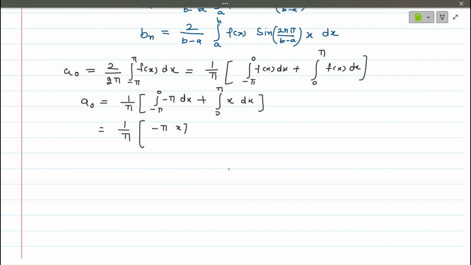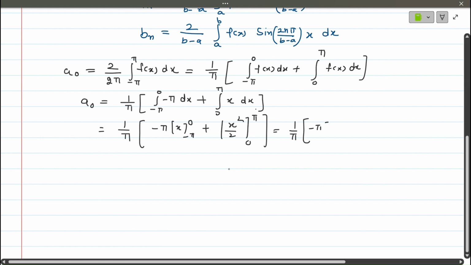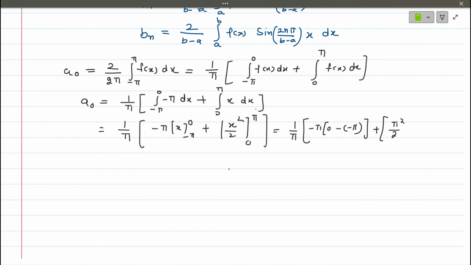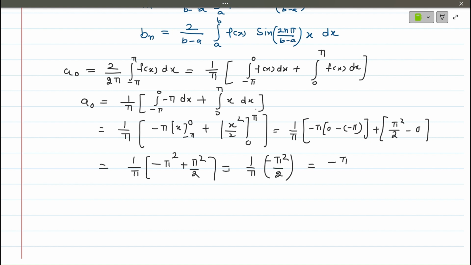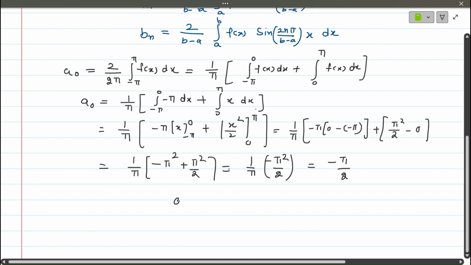minus pi x, limits are minus pi to 0, plus x square divided by 2, limits are from 0 to pi. Now substituting these limits, 1 divided by pi: minus pi into (0 minus minus pi) plus pi square divided by 2 minus 0, which is negative pi square plus pi square divided by 2. So this expression is minus pi square divided by 2, which gives minus pi divided by 2. So a naught is equal to minus pi divided by 2.